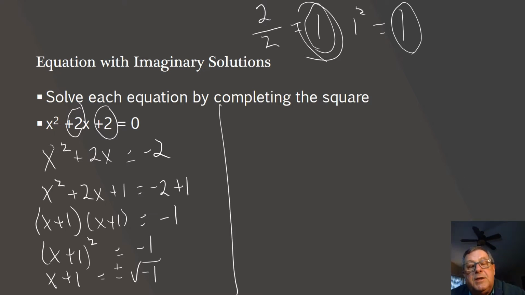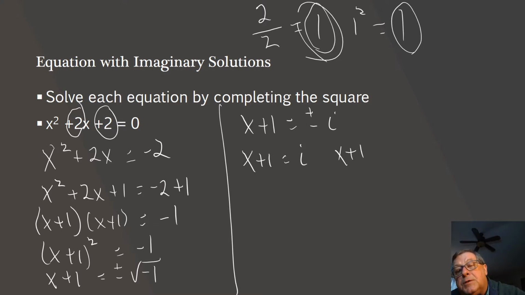And so then the question is, what is the square root of negative 1? Well, the square root of negative 1 is an imaginary number, i. And so now we have x plus 1 equals plus or minus i. i is the equivalent of the square root of negative 1. It's an imaginary number, if you will. And so we're going to set up our two equations to solve, because we got x plus 1 equals positive i, and we got x plus 1 equals negative i.